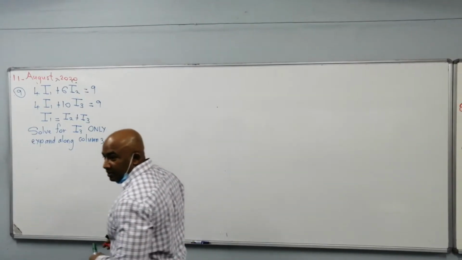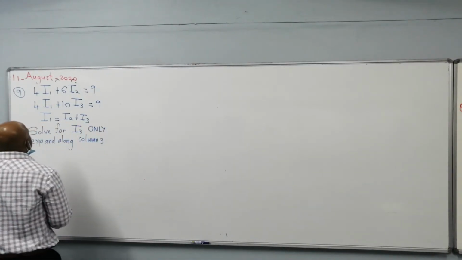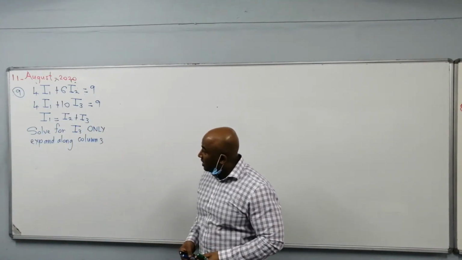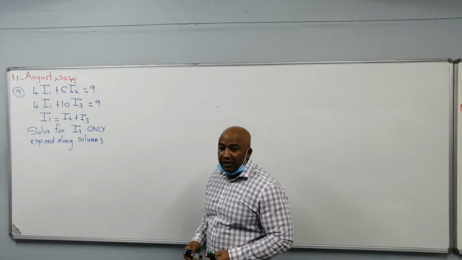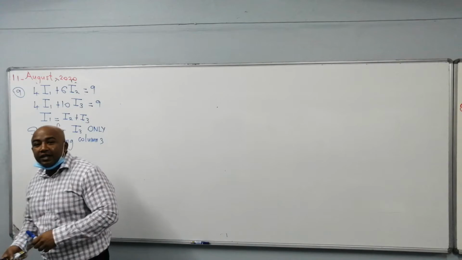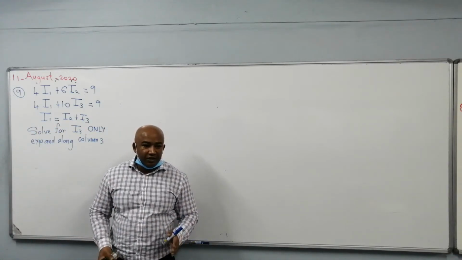Alright, let's start working this one out. So we have three equations with three unknowns. The question here is solve for I3 only. So step number one is to rewrite all your equations in order.